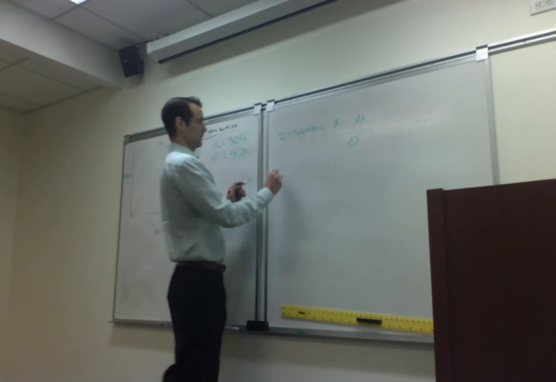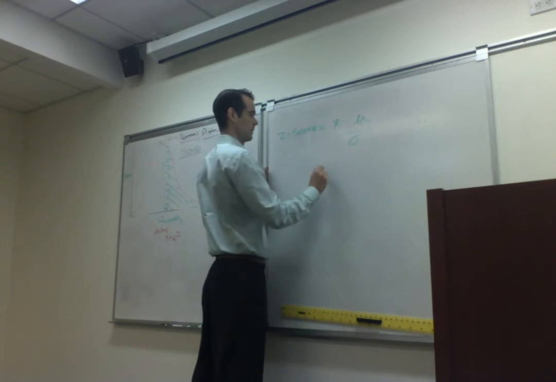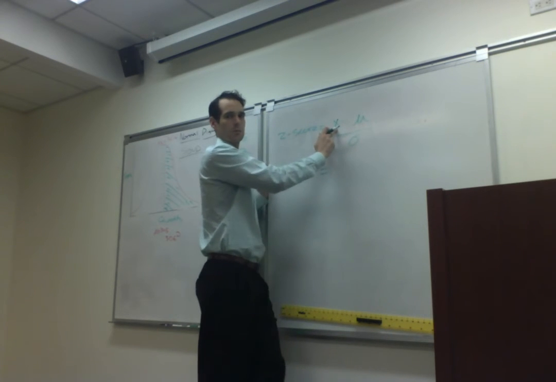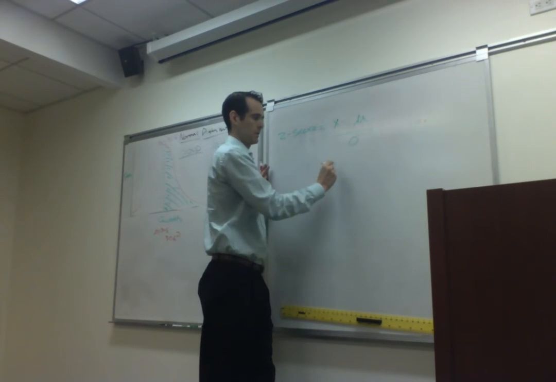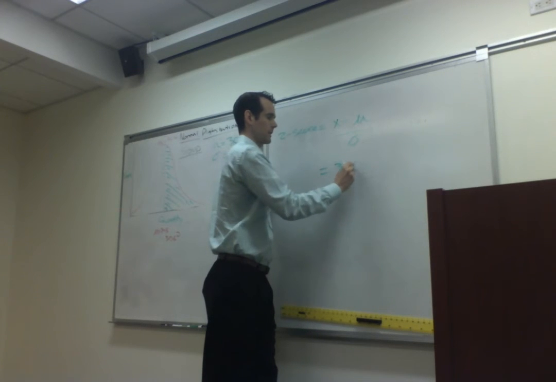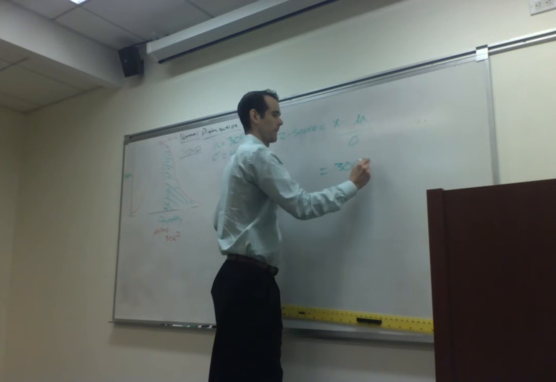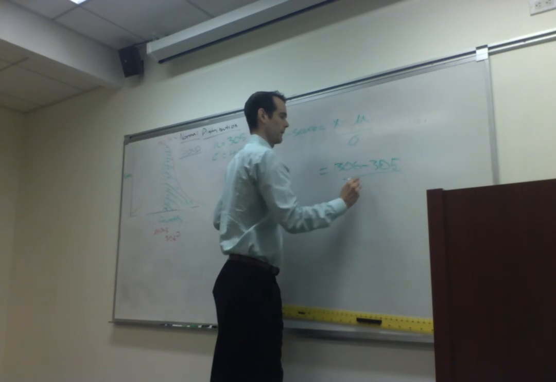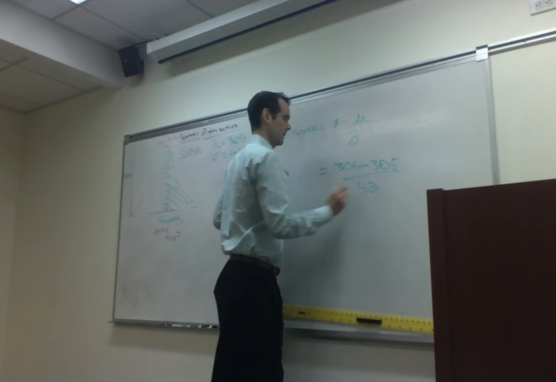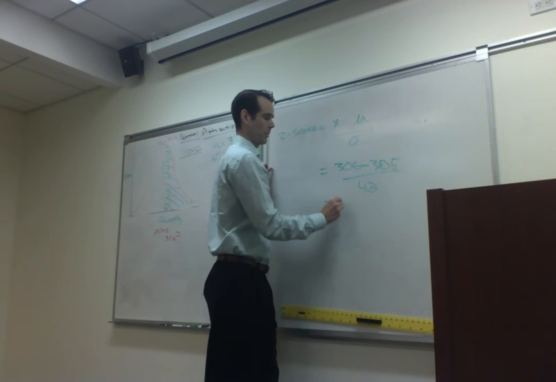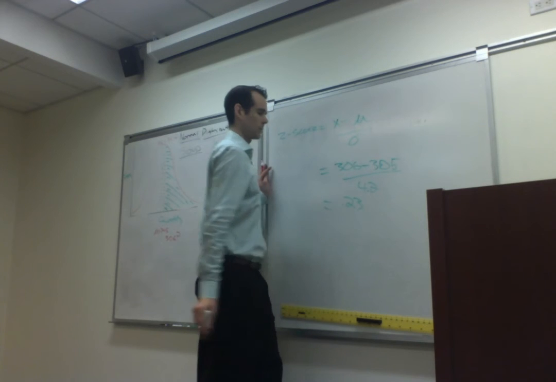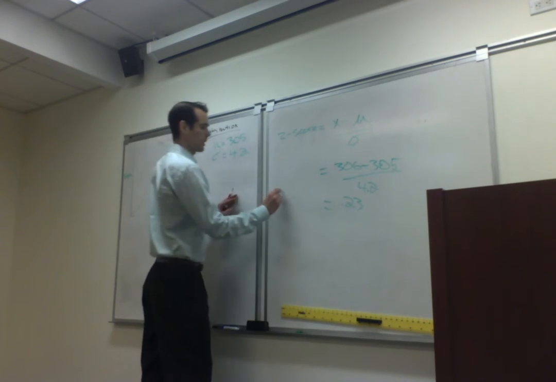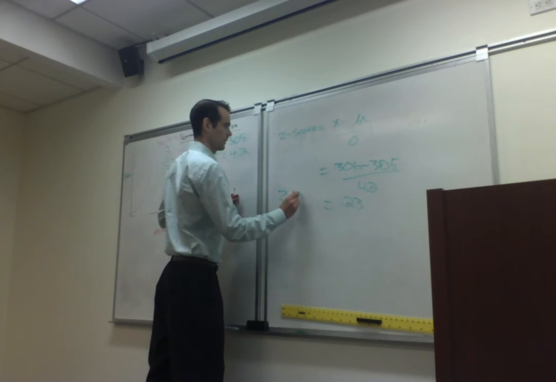Z-score. So what are the numbers? What's X? What's the sample statistic? 306. Excellent. Minus what? 305. 305 divided by what? 4.2. Excellent. Equals what? 0.23. All right. What is the area under the curve for a z-score of 0.23?